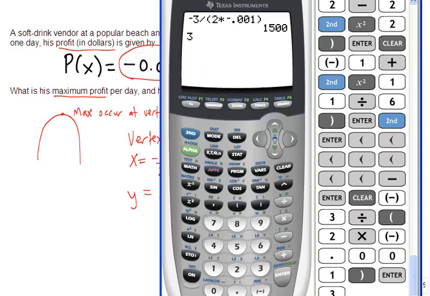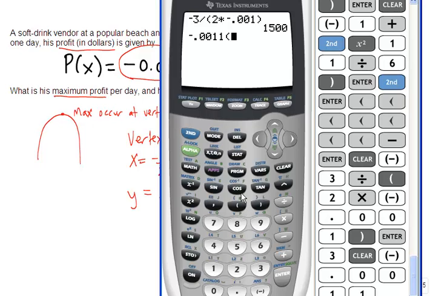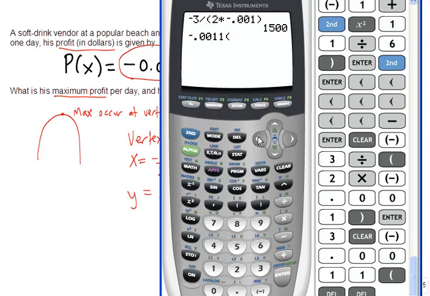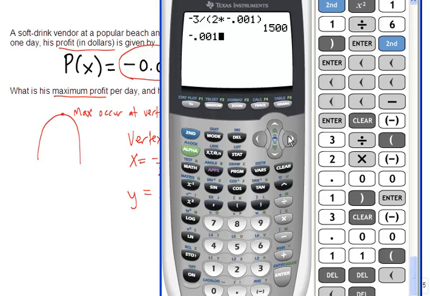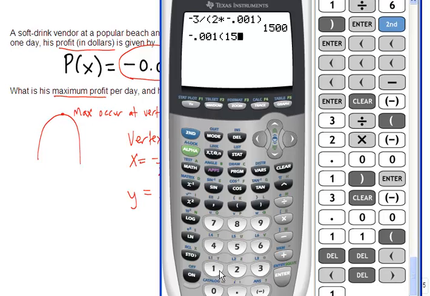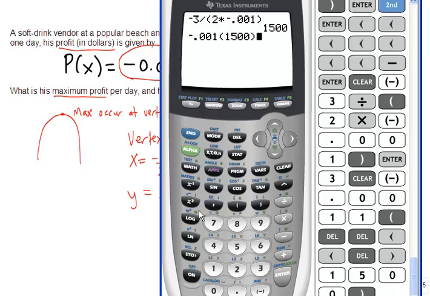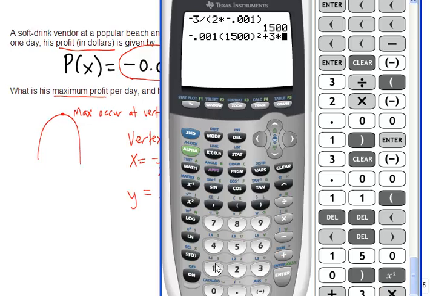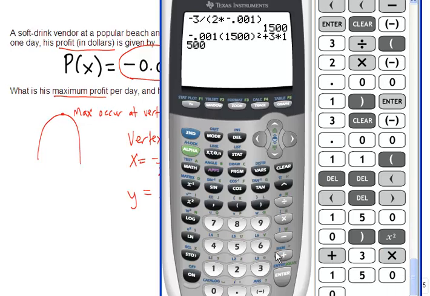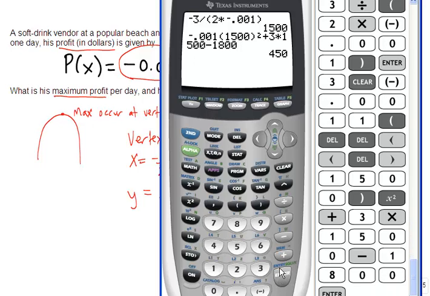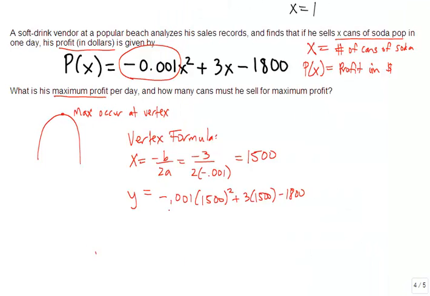So let's do that. So we need negative 0.001 times 1500 squared plus 3 times 1500 minus 1800. So we get 450. So our vertex is 1500, 450.